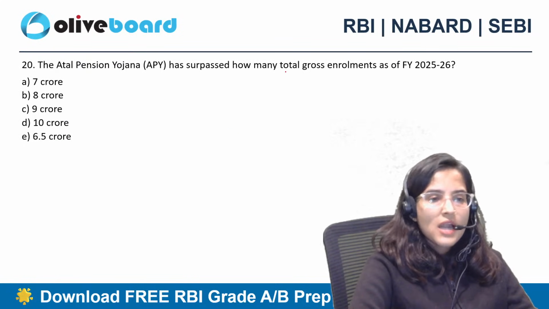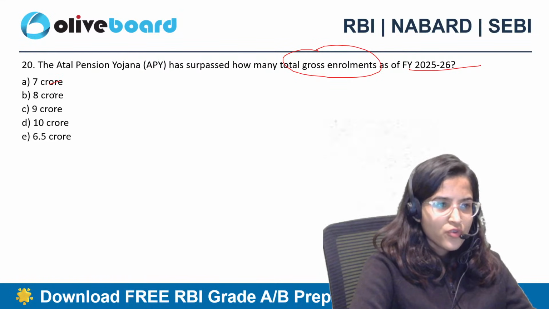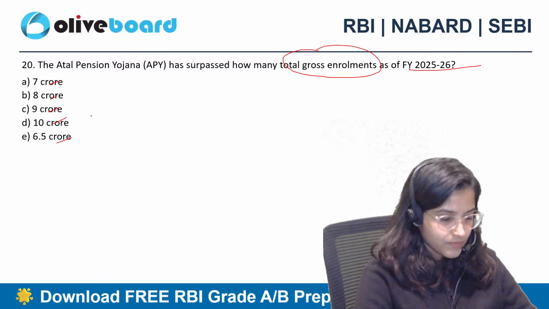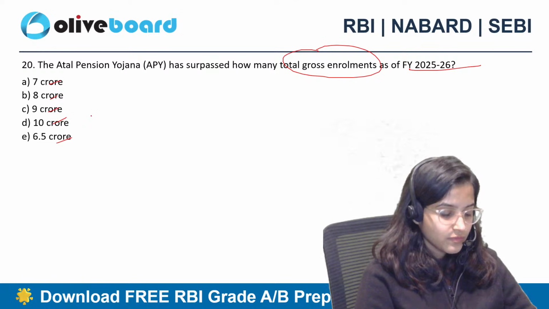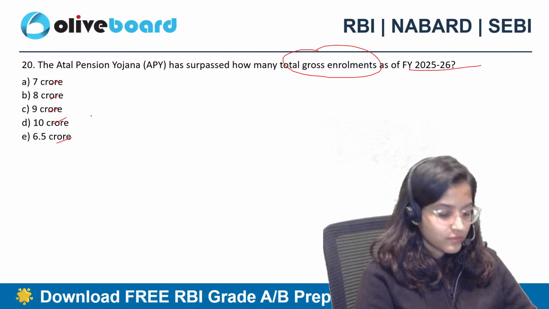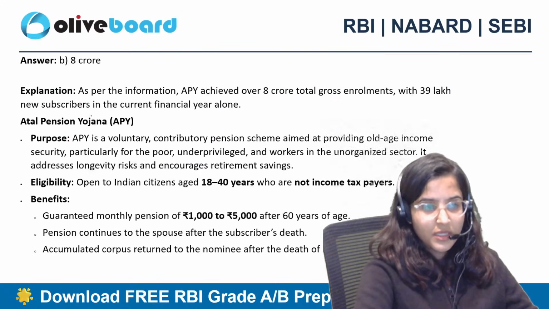ठीक है? Atal Pension Yojana has surpassed how many total gross enrollments as of 25-26? 7 crore, 8 crore, 9 crore, 10 crore, or 6.5 crore? Atal Pension Yojana. B. The correct answer is B.